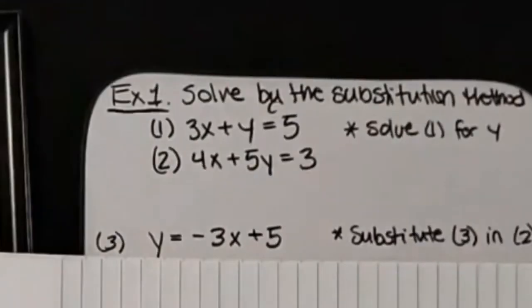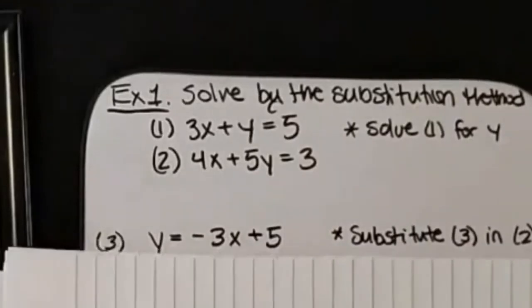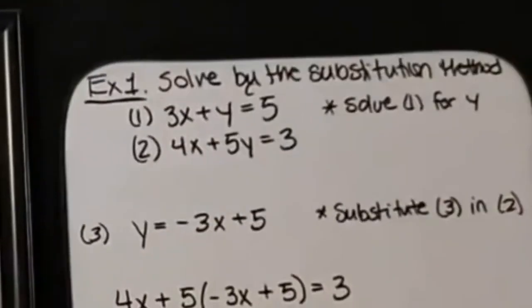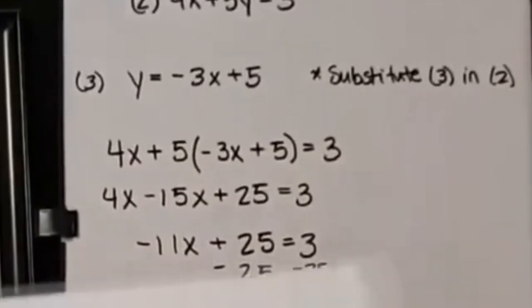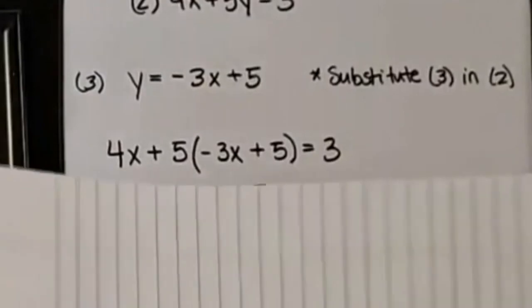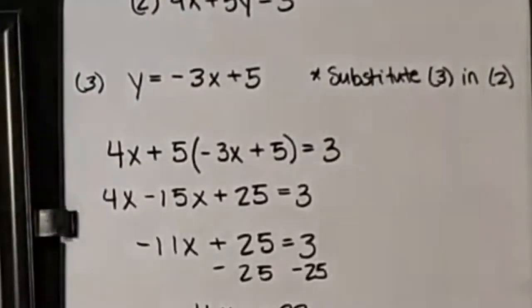Now that we have solved our first equation for y, we're going to be working with equation 2 and 3. We're going to call this equation 3. Now we're going to substitute equation 3 into equation 2. We cannot substitute it into equation 1 because that's the equation that we just transformed.